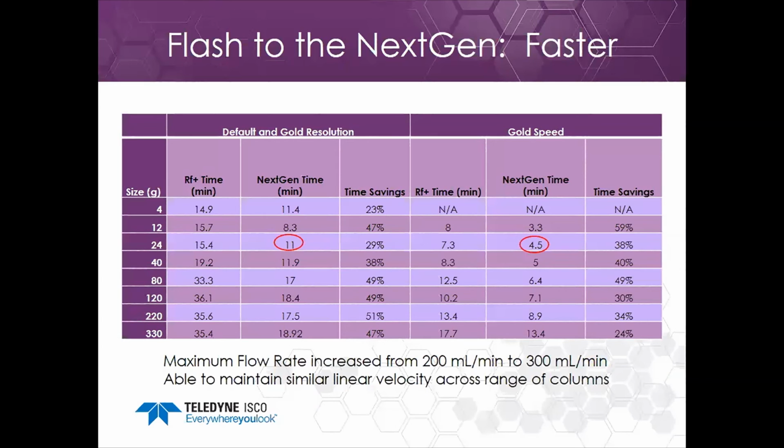And we've also, with the enhanced capabilities of the NextGen 300 or 300 plus systems, increased the flow rate to 300 milliliters per minute. And so this allows us to use optimized linear velocity up at the higher column sizes, which we'll discuss in a few slides here.